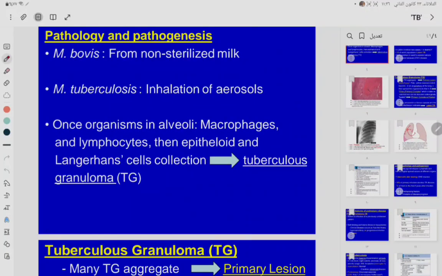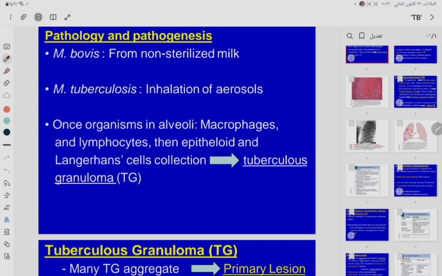Mycobacterium bovis comes from non-sterilized milk. Mycobacterium tuberculosis is spread by inhalation of aerosols. Once the organism is in the alveoli, macrophages and lymphocytes will take up the organism, and then epithelioid and Langhans cells will cause a collection, a tuberculous granuloma, which contains large multinucleated cells, as you know, which is what causes the granuloma.